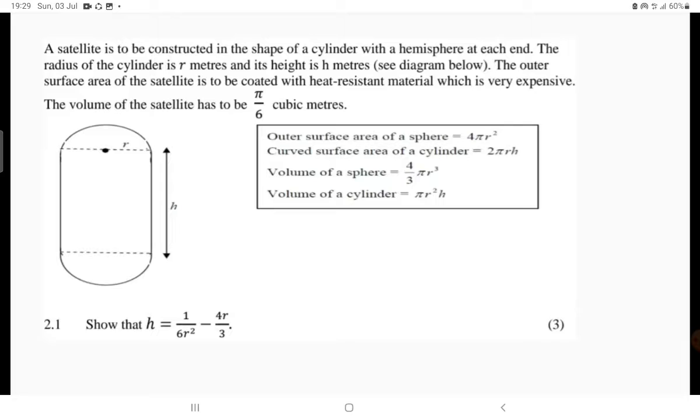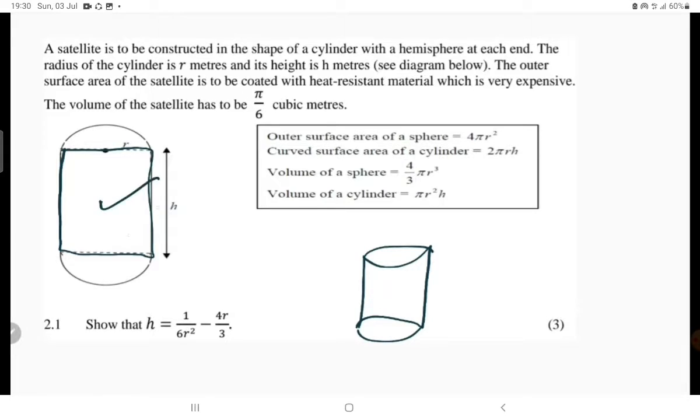Let's do this question. We have a satellite that is to be constructed in the shape of a cylinder with a hemisphere at each end. So which means now this is a cylinder. As you can see, the cylinder is something that is like that. Something that you can pour water into, that has a space in it and a base, right? So this is the cylinder-like thing which is found right in the middle of these two hemispheres that are found on each end. This is the hemisphere that you have, this is another hemisphere that you have.